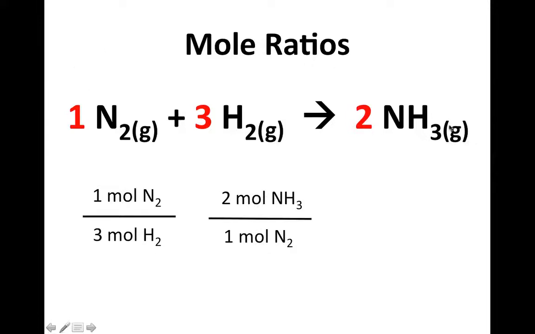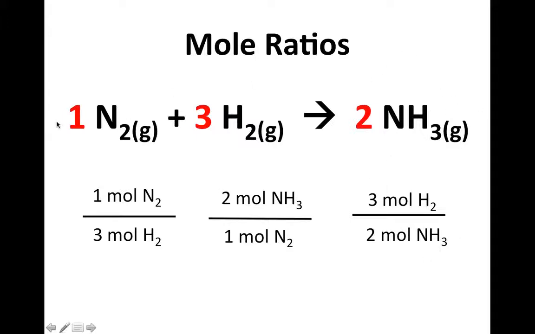Ammonia to nitrogen, there's 2 moles of ammonia for every 1 mole of nitrogen. So for every 1 mole of nitrogen I put in, I get 2 moles of ammonia out. And then lastly, for every 3 moles of hydrogen I put in, I get 2 moles of ammonia out, okay?